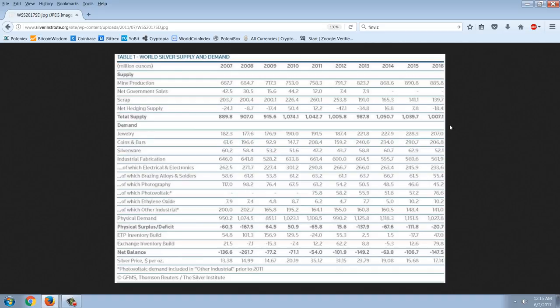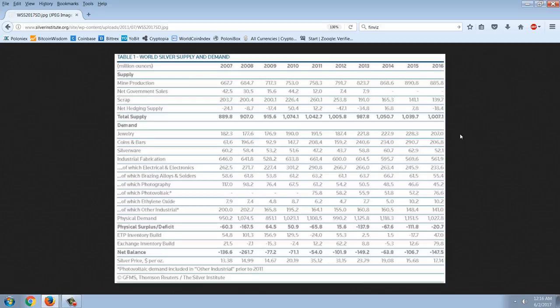Where is it coming from? Is it coming from jewelry? You can see that jewelry comes in at 200 million ounces. Do they make the jewelry? People then sell the jewelry to the pawn shops and it comes back into scrap. Is it coming in as coins and bars? What about silverware? 52 million ounces. Do people actually scrap the silverware? So these numbers could be legit if that's correct.